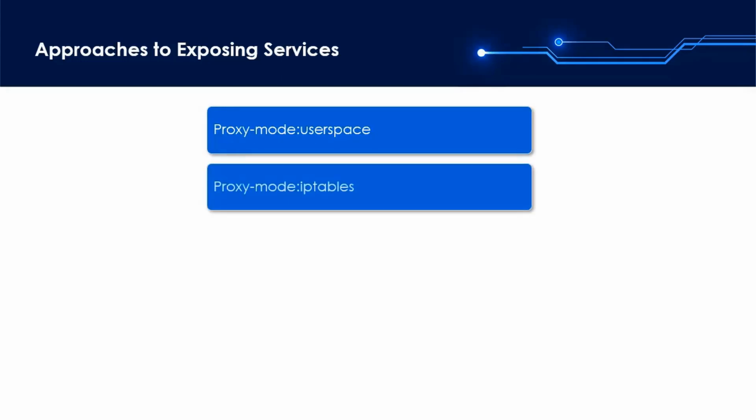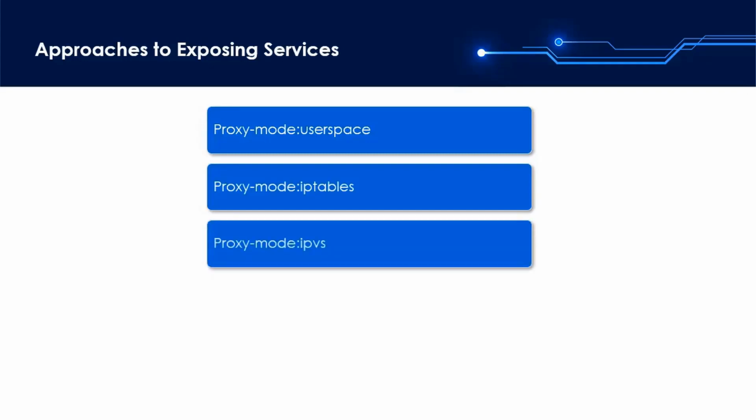Next is through proxy-mode, IP tables, where kube-proxy continues to watch the Kubernetes master and its endpoints using configured IP tables. Finally, we have proxy-mode, IPVS, where kube-proxy watches the service and the endpoint, and it will call the netlink interface to create appropriate IPVS rules. Once rules are created, they can be used to access the services.